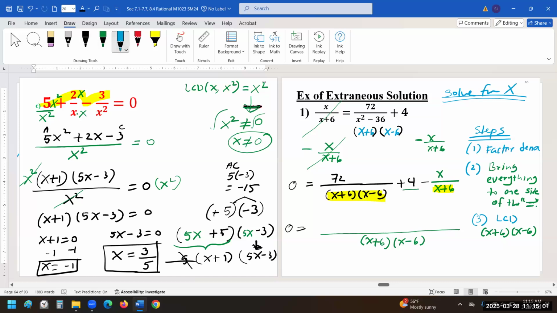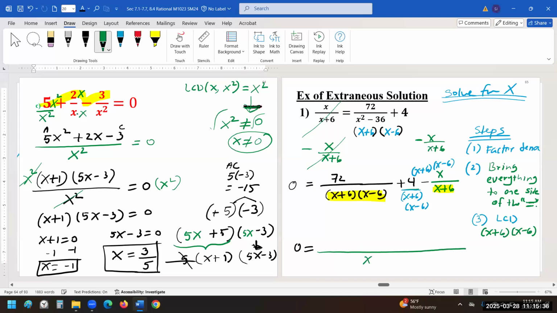But what goes under 4? We already have 1, but we don't want 1. What do we want? X plus 6, x minus 6. So multiply by x plus 6, x minus 6. Let me write this a little bit lower. X plus 6, x minus 6.